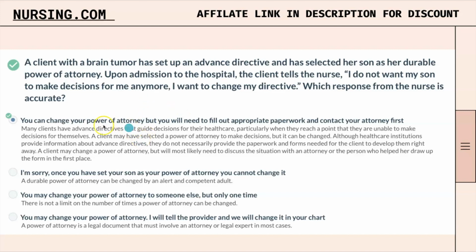So an advance directive basically guides decisions when you reach a point that you are unable to make decisions for yourself.